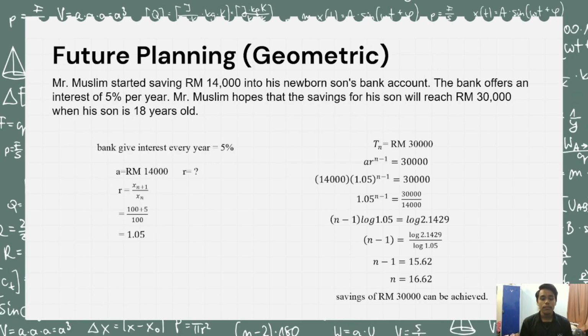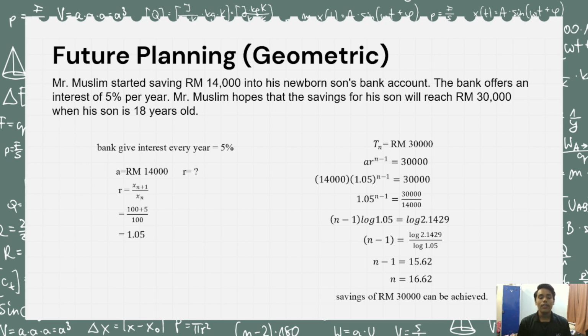The solution for a future planning situation by using a geometric sequence. Mr. Muslim started saving 14,000 ringgit into his newborn son's bank account. The bank offered an interest of 5% per year. Mr. Muslim hopes that his son's savings will reach 30,000 ringgit when his son is 18 years old. From this question, the bank gives interest every year of 5%.